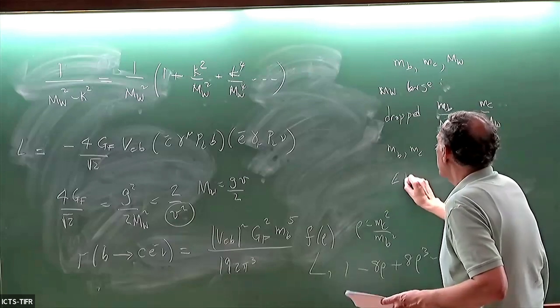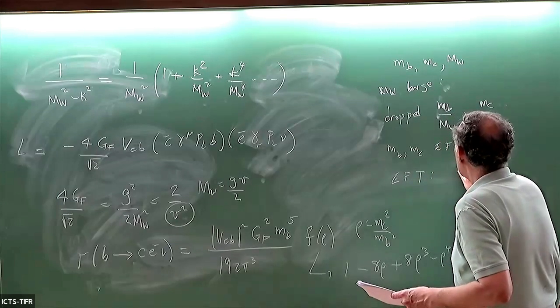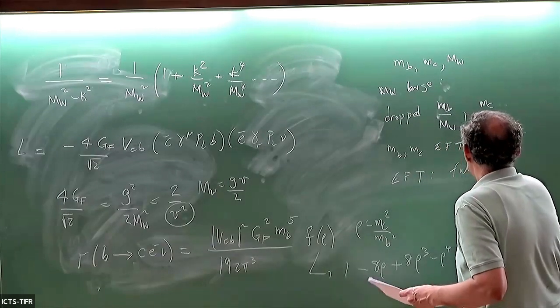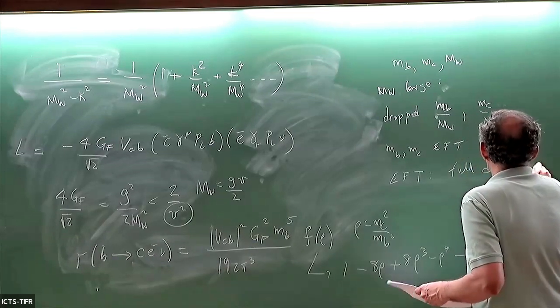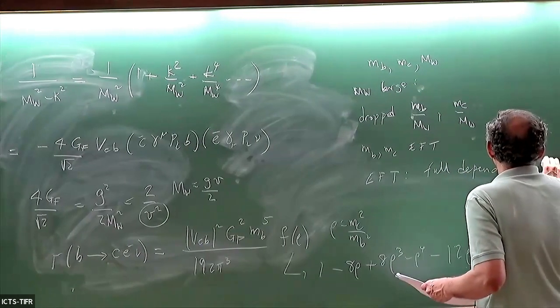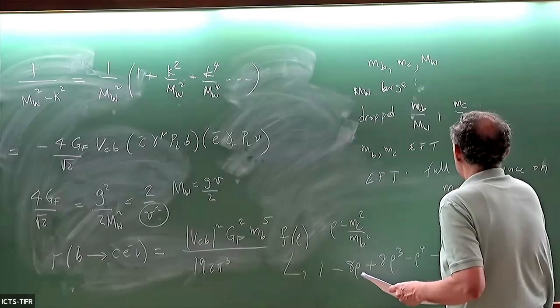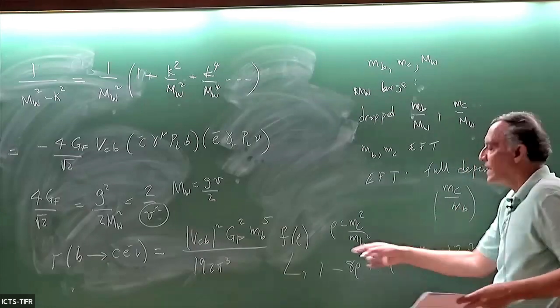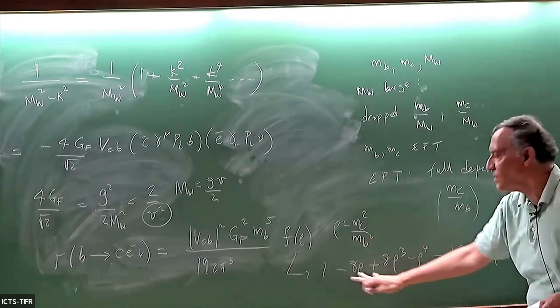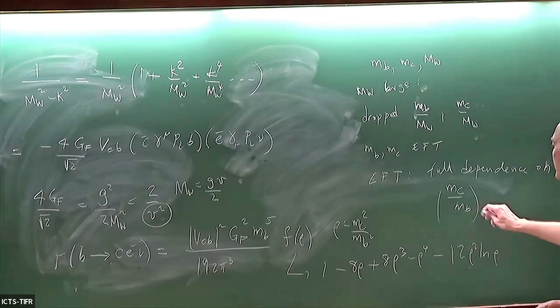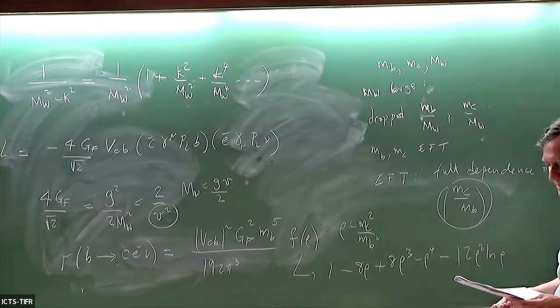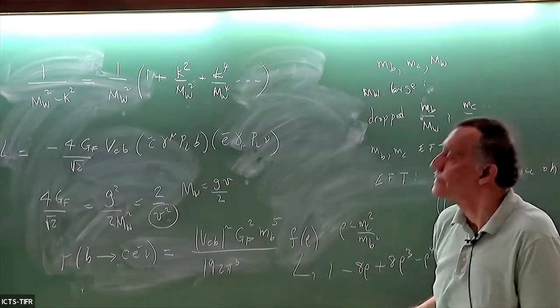But the EFT contains the full dependence on IR scales, in this case, MC over MB. And when you calculate the phase space integrals, you get this whole function and so on. There is no expansion being done in the ratio of MC over MB.